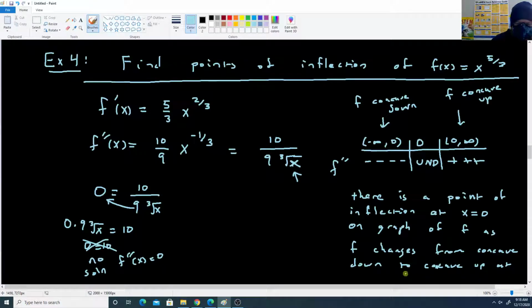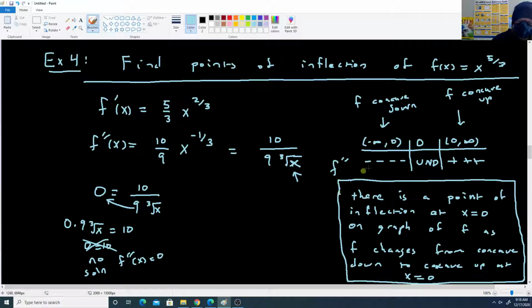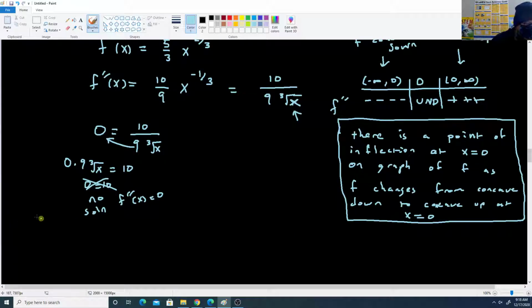At x equals 0. So here's one where we didn't use the point of inflection theorem, because at 0 we were undefined. But we said, well, to the left of it you're negative, to the right of it you're positive. So you still get a point of inflection on the original graph there because you change from concave down to concave up.